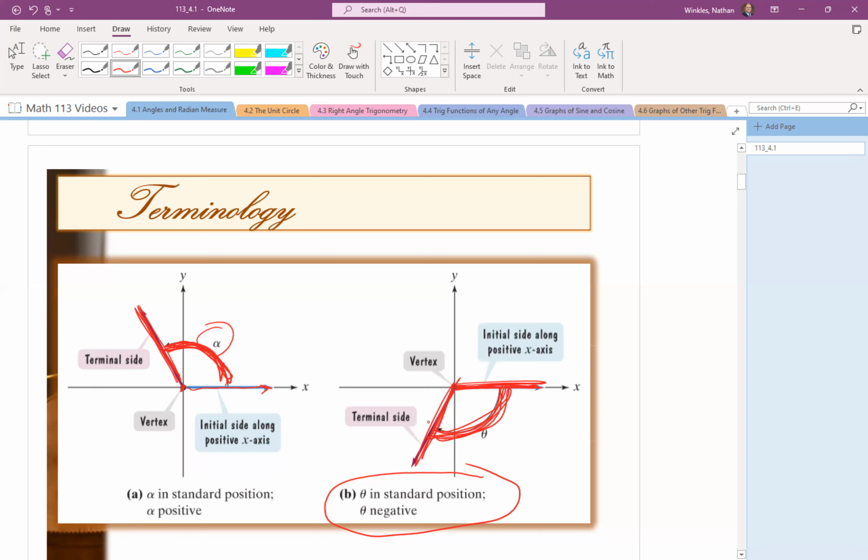So we have to pay attention to key words inside of the problems because they're going to be very beneficial in telling us: are we going to be in standard position with our angle being positive, or are we going to be in standard position with our angle going negative? So we just have to keep those two in mind so that we know what's going on.